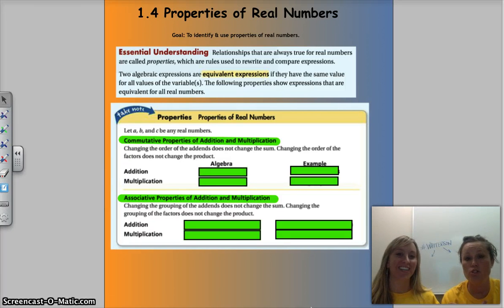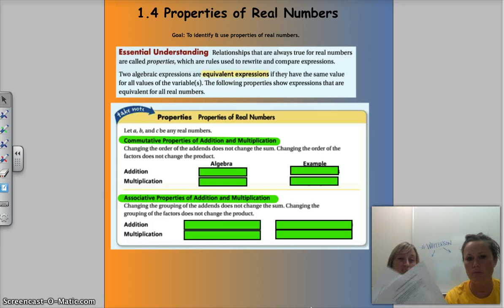Okay, properties of real numbers. Two minions coming at ya. FYI, this is a two-day notes situation. So we're going to have 1.4 day 1, 1.4 day 2. Don't worry, you have two sheets, people.